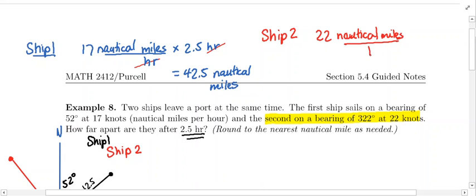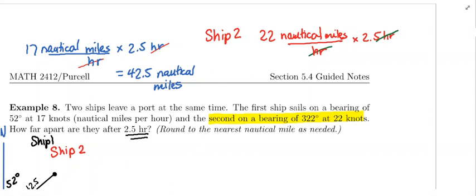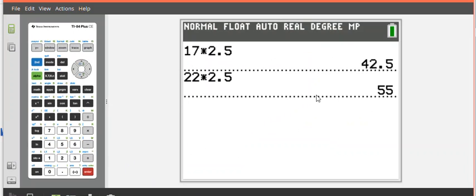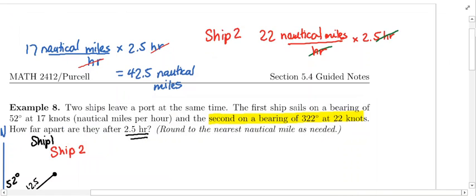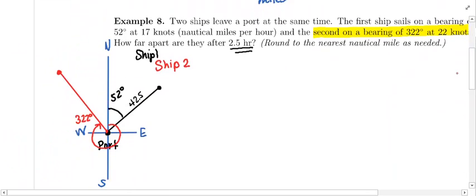And it's traveling for the same amount of time. It's traveling for 2.5 hours. So if you set it up this way, the hours will cancel, and you're going to go to your calculator and do 22 times 2.5. It's going to go a total of 55 nautical miles in that time period. That's the distance it has traveled, 55 nautical miles. So I can go back to my picture, and that tells me the distance, this red distance, is 55.